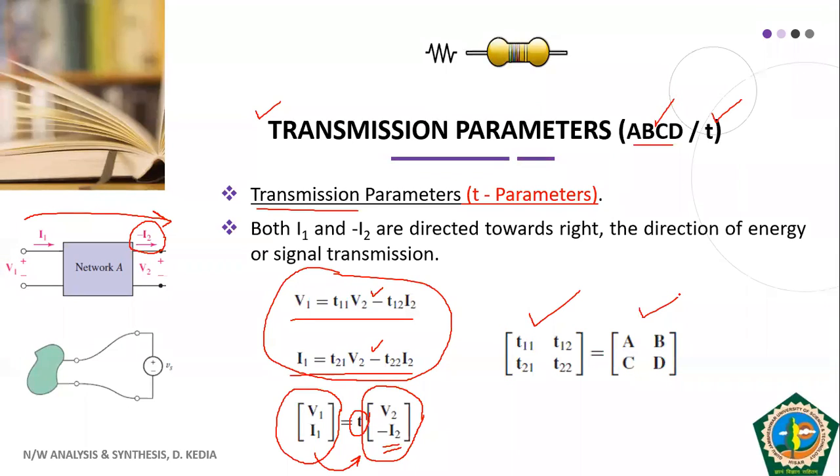So the rest of the things are very clear. The way we have obtained the values of Z parameters, Y parameters, H parameters, in the same way we will find out the values of A, B, C, D. The value of A will be V1 upon V2, with I2 is 0. The value of B will be V1 upon minus I2, given that V2 equal to 0. Similarly, the values of C and D. And I don't think there is any need of further explanation in representing the value of transmission parameters.